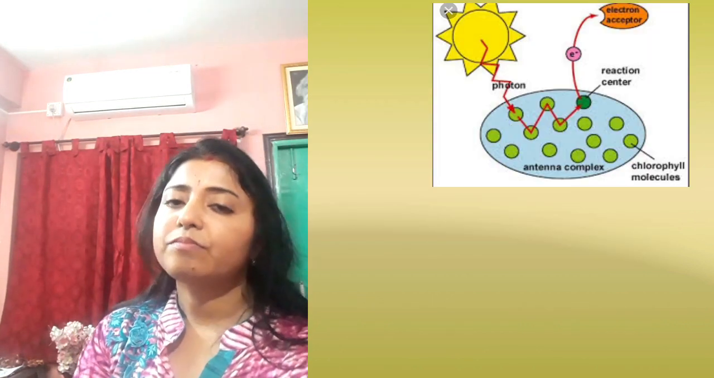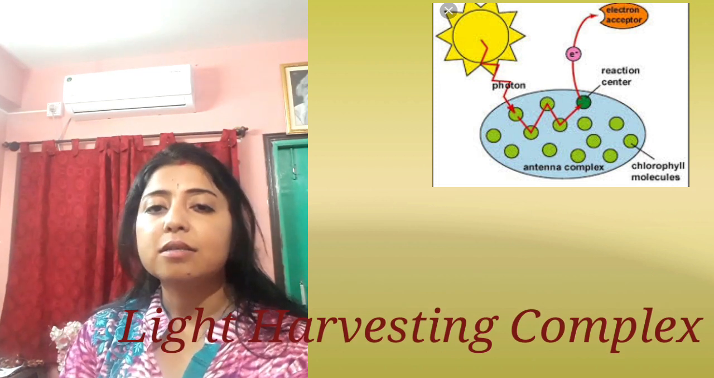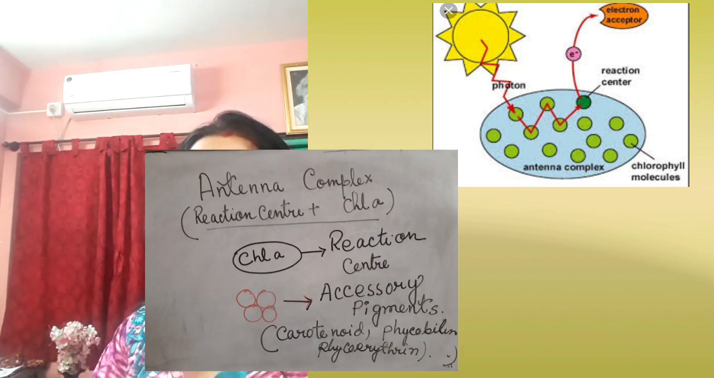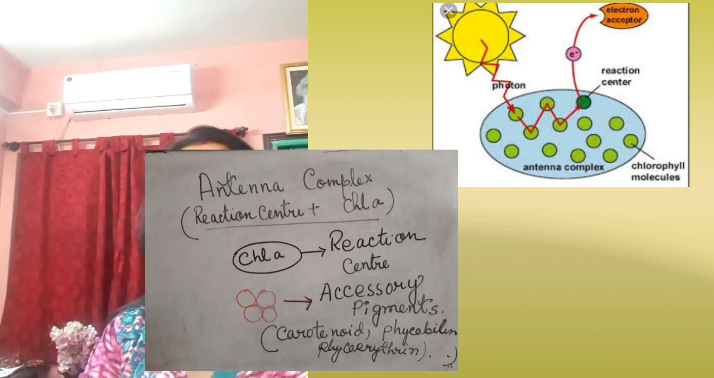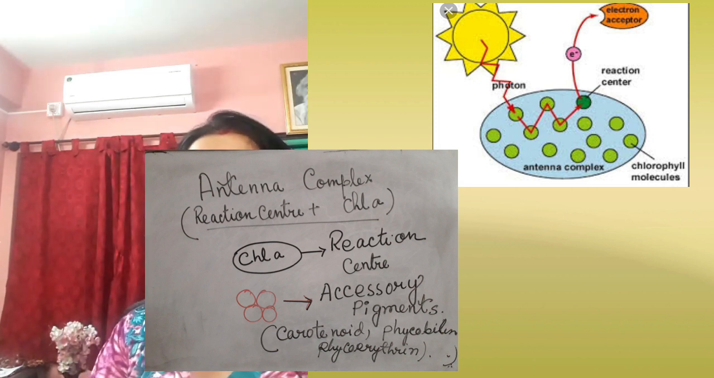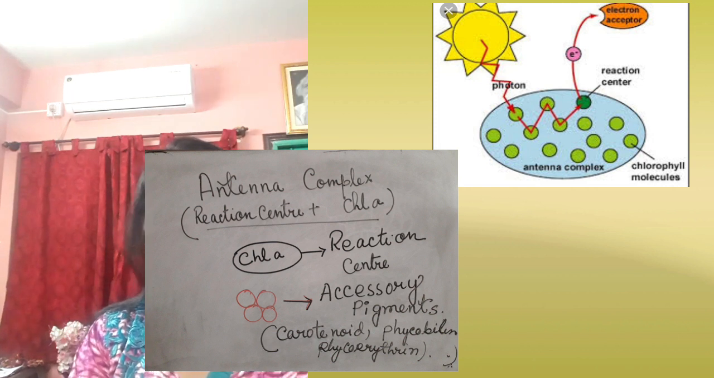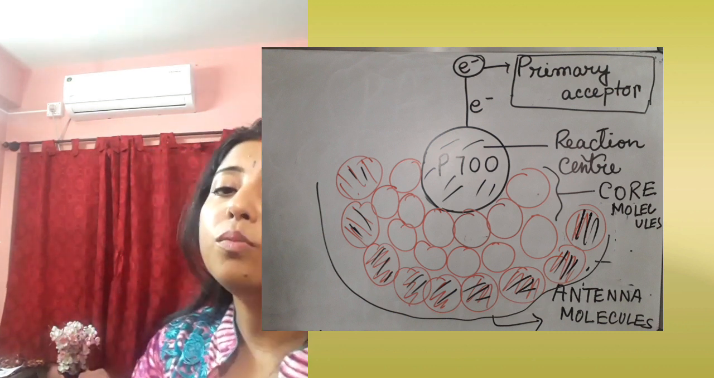Clear? In the light harvesting complex, some accessory pigments and one reaction center are involved. The reaction center will be formed by only one kind of pigment, that is chlorophyll A. It will play a great role in forming that reaction center. And accessory pigments consist of two kinds of molecules. Some are known as antenna molecules and some are known as core molecules.